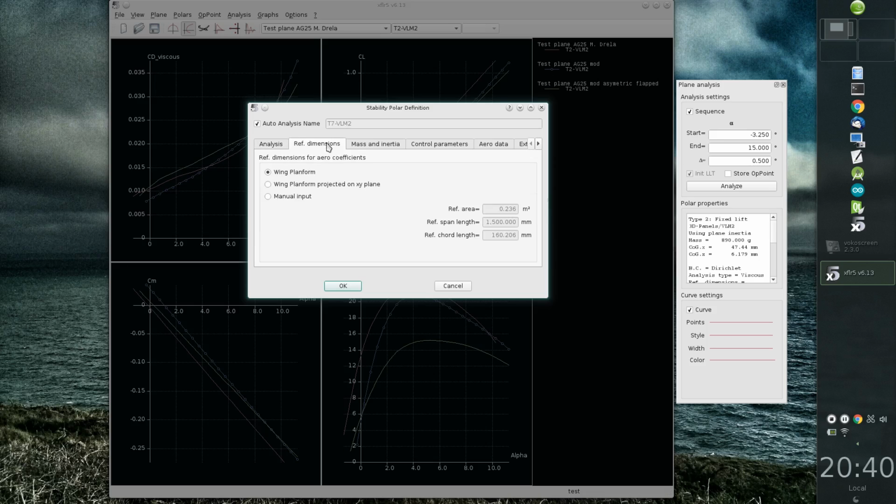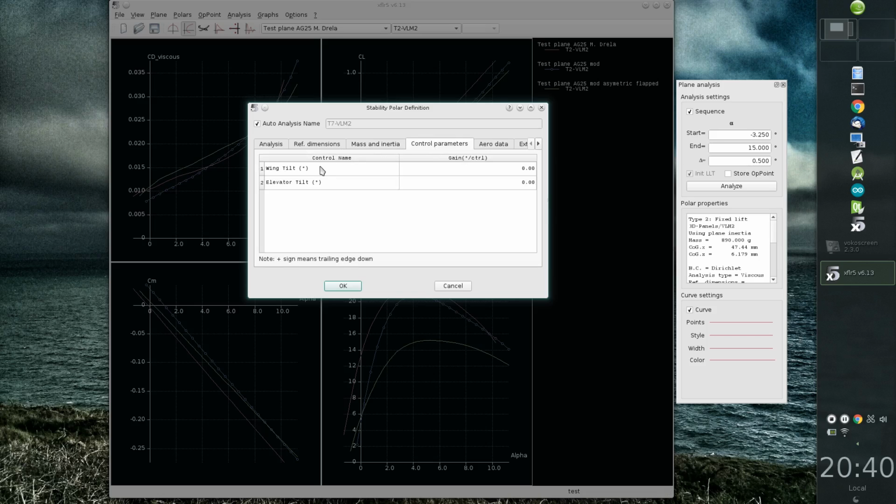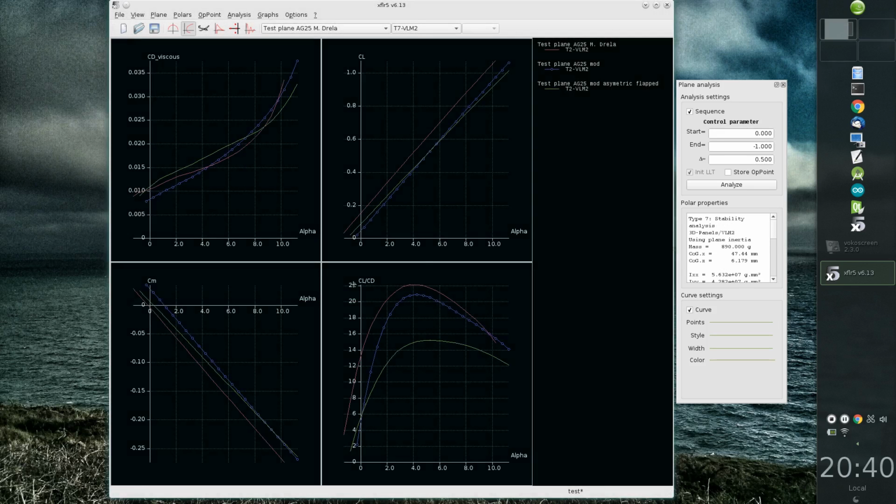At this stage, let's leave unchanged these parameters, and we'll leave unchanged these also. We won't define any gain for the wing tilt and the elevator tilt, and we'll leave the other parameters unchanged also. Since we haven't defined any gain for the angles, we don't need to run a sequence of analysis. We only need to run one, and the control parameter doesn't make any difference to the results. So let's run this.